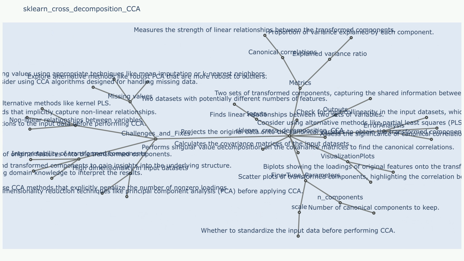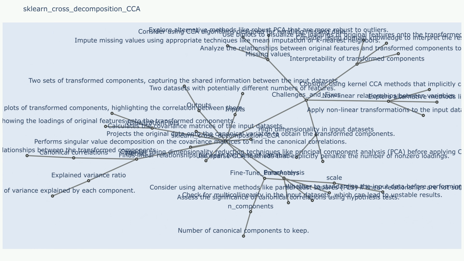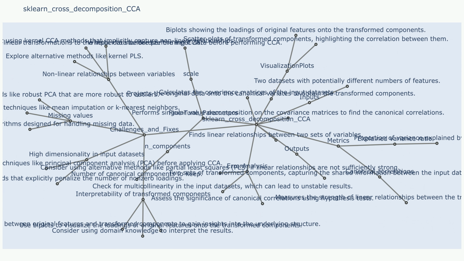Step 1: the CCA algorithm finds a set of linear transformations for each input data set. These transformations aim to project the data into lower dimensional spaces, where the canonical variables, linear combinations of the original features, maximize the correlation between the two projected data sets. Step 2: the transformations are computed by solving a generalized eigenvalue problem, where the eigenvalues represent the squared canonical correlations and the eigenvectors correspond to the weights of the linear transformations.